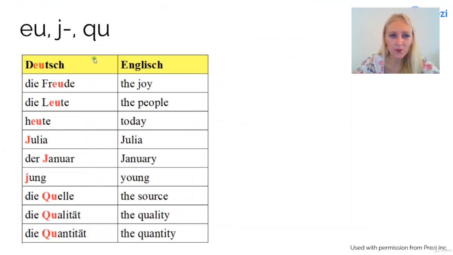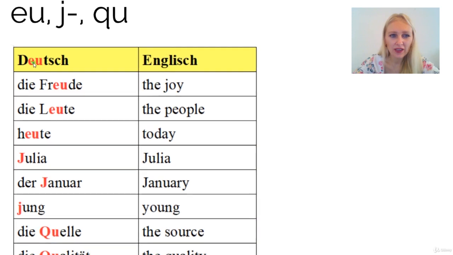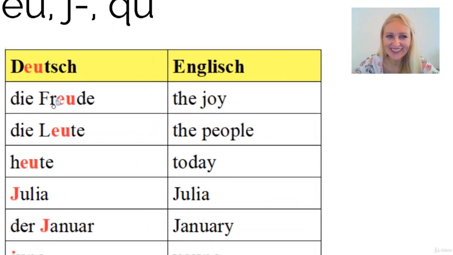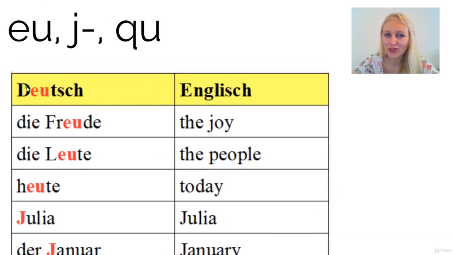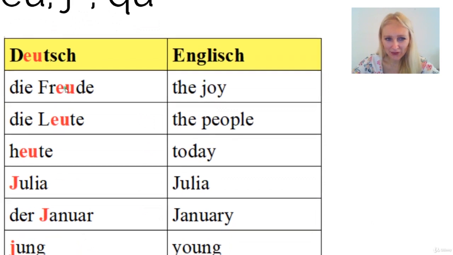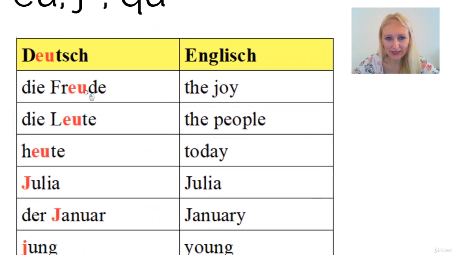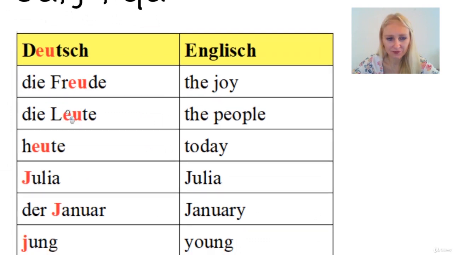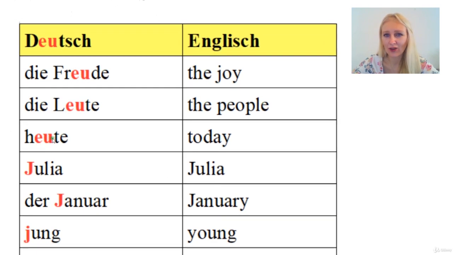So first here we have EU, Deutsch. So we very often have this combination of E and U. So it's oi. Okay, the pronunciation is oi. Okay, let's try that. Deutsch. Deutsch means German. Okay, Deutsch. Here, die Freude, die Freude. Die Leute. Okay, Leute. Heute, heute.